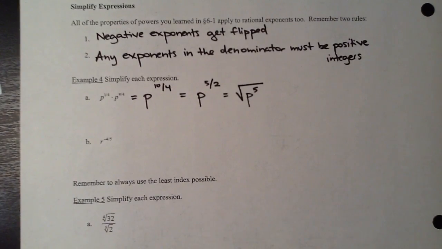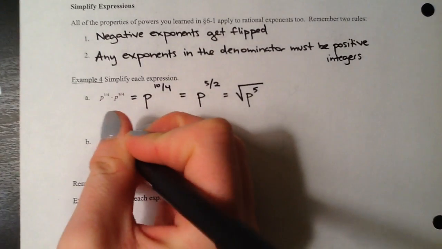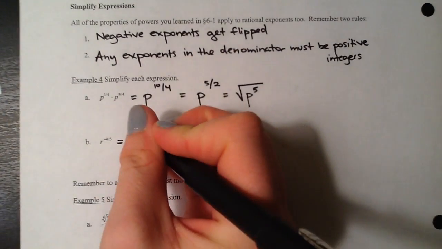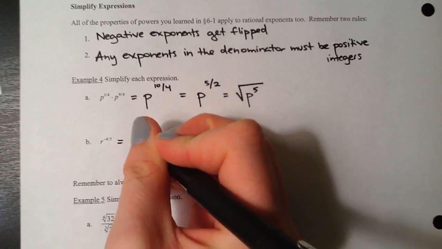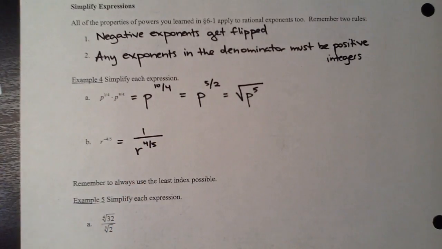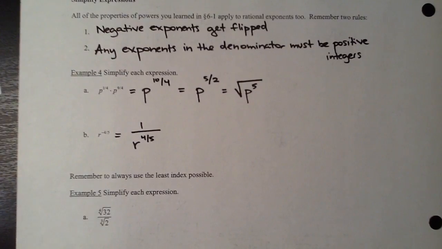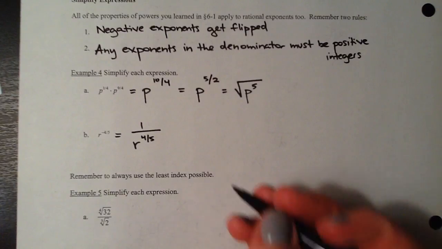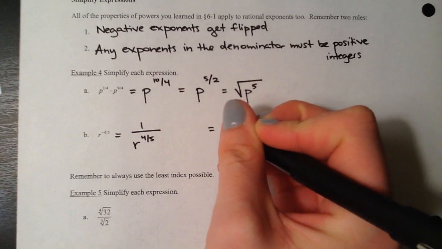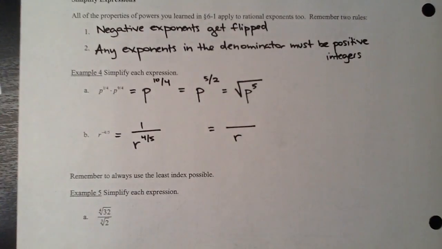All right, another one here, r to the negative 4/5. Okay, so this first of all gets flipped. That was my first rule that I just wrote at the top of the page. However, my second rule says that exponents have to be positive integers. 4/5 is not an integer, it's a fraction. So I have to do that multiplication, that rationalizing the denominator stuff, that leads me to having a whole number. So let me kind of show you what I want my end result to be. I want just an r, like an r to the first in the denominator.